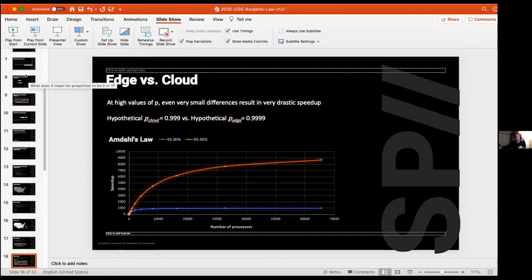Now, like I said, Gene Amdahl did not see this as the future, and yet we built it anyway. Why? It's because we are in a corner case of Amdahl's law. And that corner case is that the bigger the value of P is, and we have to get closer and closer to 1, at these super high values of P, even very small differences result in a very drastic speedup. And that's what this graph is trying to show, comparing 99.9% versus 99.99% for my value of P.